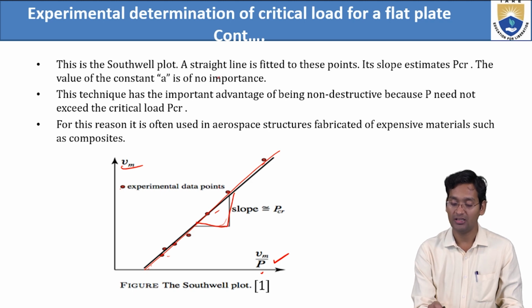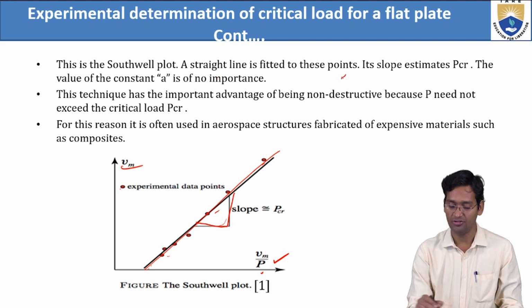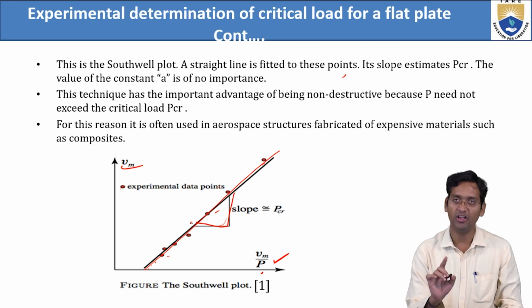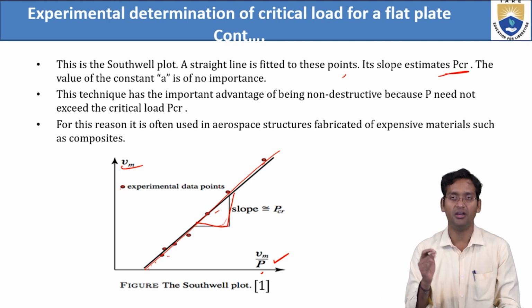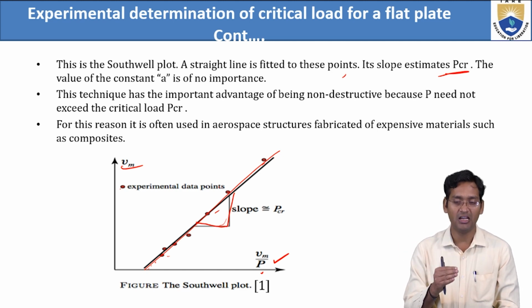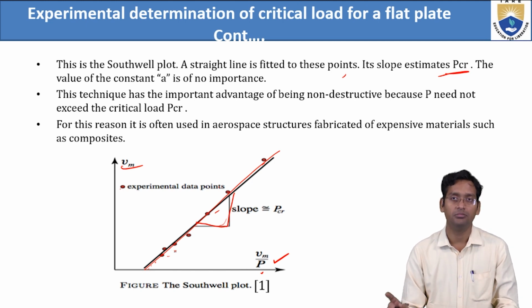This is a Southwell plot. A straight line is fitted to these points. So whatever experimental data you get, after plotting you will get a straight line. Its slope estimates PCR. Find the slope of that straight line, and that will give you the crippling load, or P critical. Means what? Here, no need to go with the theoretical way. Perform your experiment, get the data, plot that data into the curve, and you will get a straight line. Now find the slope of that straight line, and you will get the critical load.